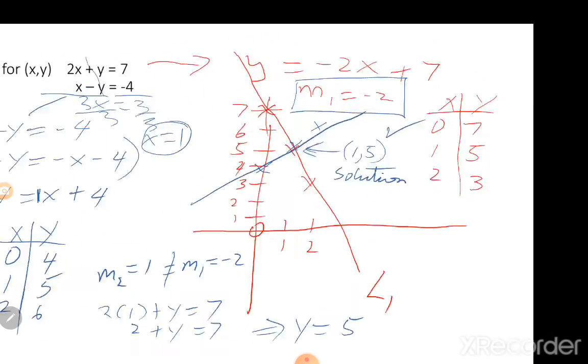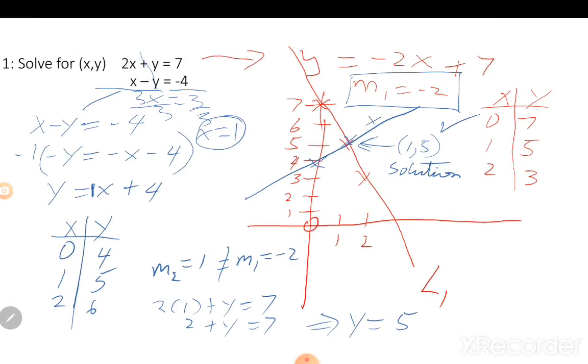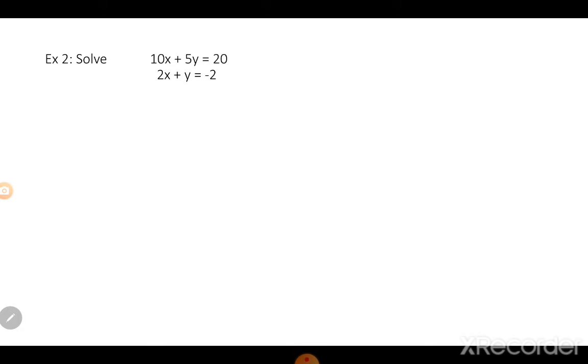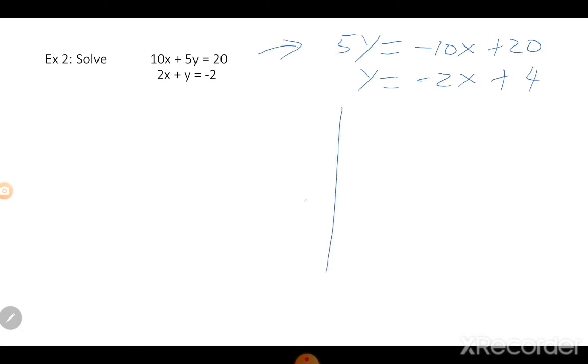Okay, let's look at our next example. In this example, we want to solve this graphically also. So let's solve for y. So we have 5y equal to minus 10x plus 20. Divide everything by 5. So we have y equal to minus 2x plus 4. And so let's solve this graphically.